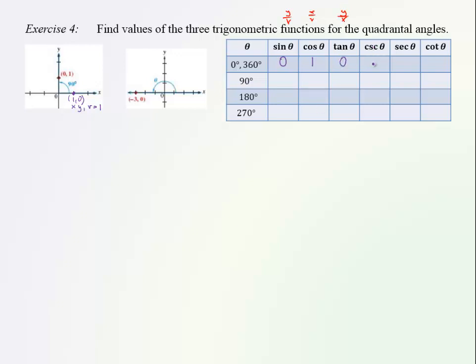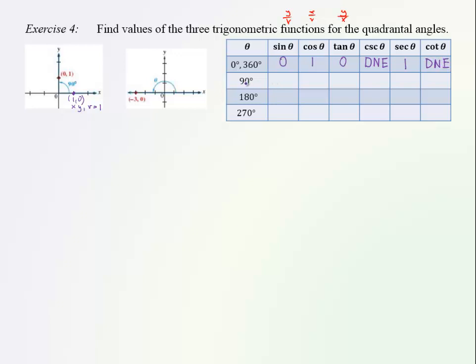And then we want to take reciprocals, but some reciprocals can't be taken. For example, cosecant of 0 degrees or 360 degrees would be the same as 1 over sine of those angles, but 1 over 0 doesn't exist. So cosecant of angles coterminal with 0 doesn't exist, D and E. Secant, reciprocal of cosine, so it's 1. Cotangent, reciprocal of tangent, again, it doesn't exist.